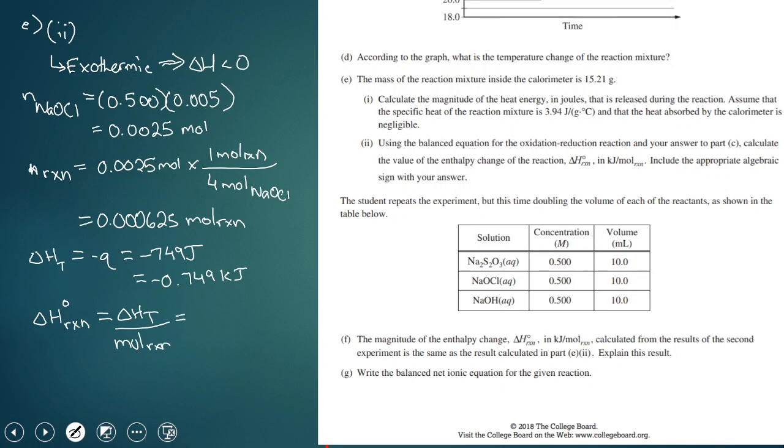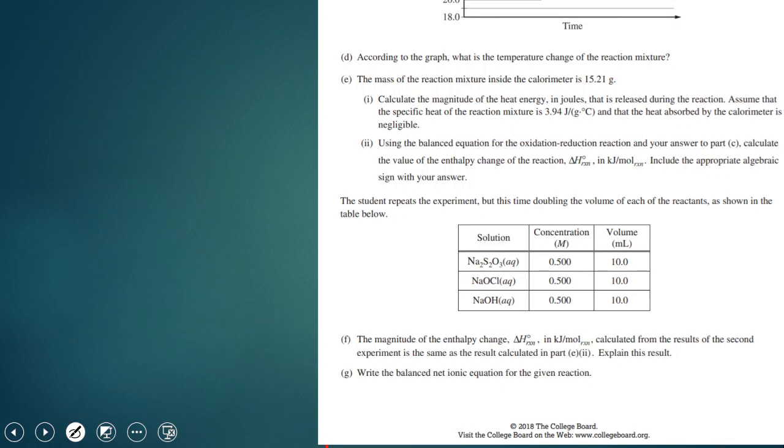So now we have all the values that we need in order to solve this question. And so we go negative 0.749 divided by 0.000625, and we get negative 1198.4 kilojoules per mole, which would round to, if you wanted to do this in scientific notation, 1.2 times 10 to the power of 3, or you can just write 1200 kilojoules per mole, rounded because of significant digits. Okay, so that was E part 2. Now we're going to move on to part F.